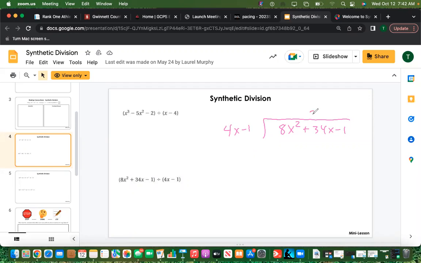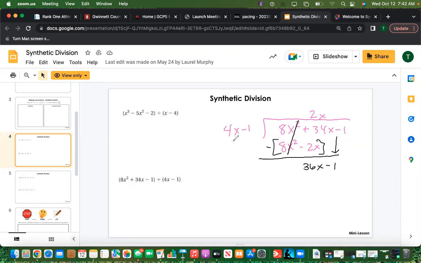And that's going to be 2x. 2x times everything on the outside is going to give me 8x squared minus 2x. We're going to change our sign, draw our line. So these are going to cancel. 34 minus -2 is going to give me a positive 36x. And we're going to bring down our next term.